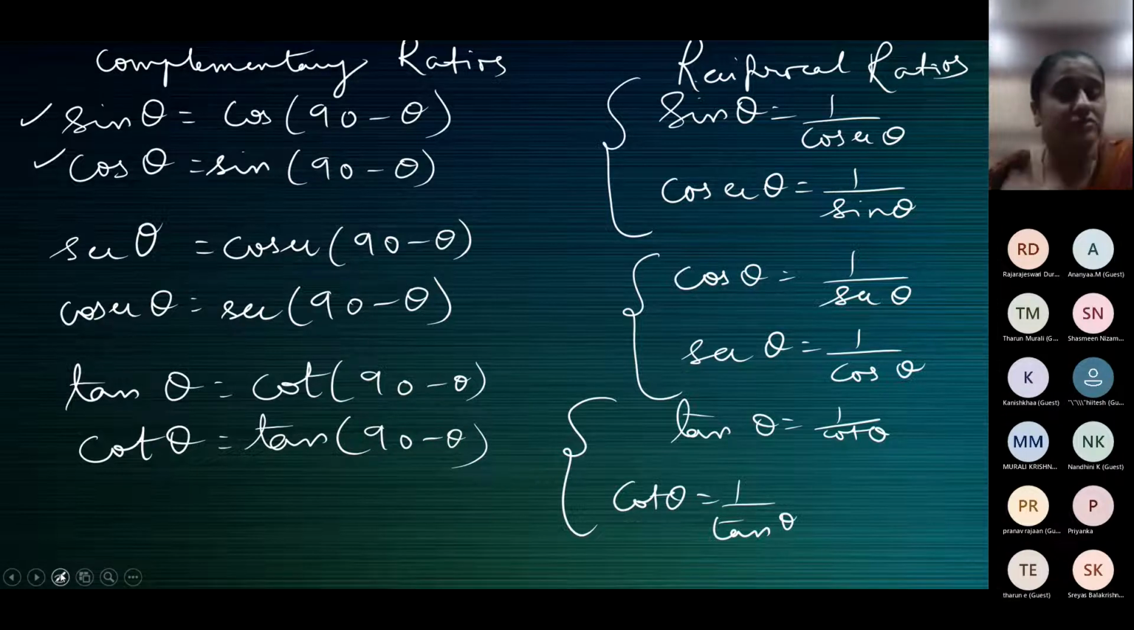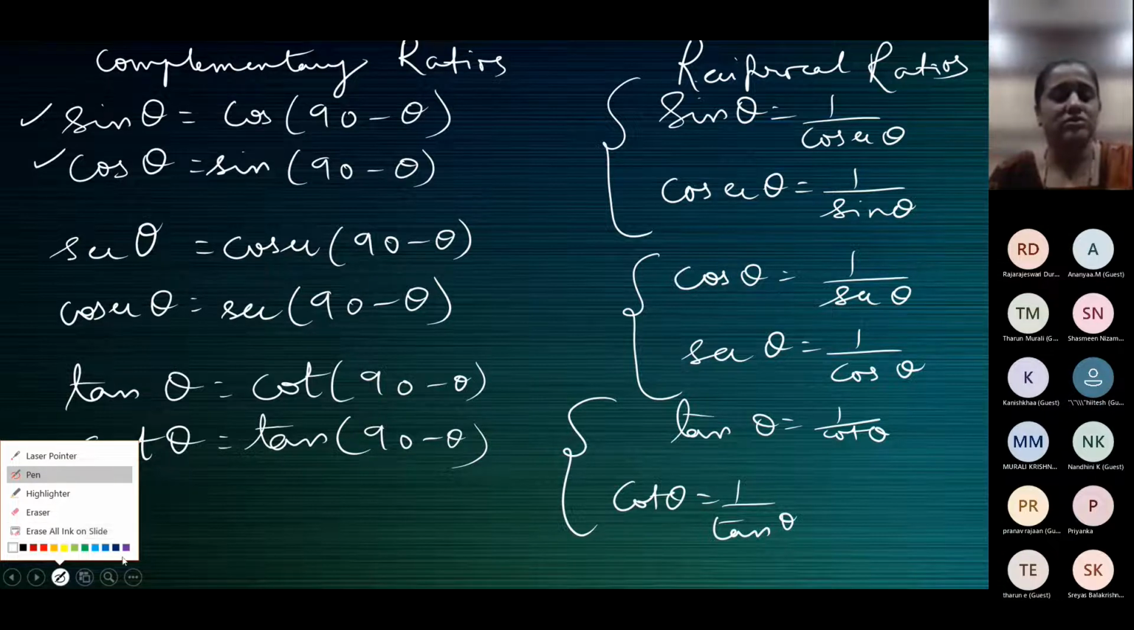What we first saw were the three important trigonometric identities. Sin square theta plus cos square theta is 1. Secant square theta minus tan square theta is 1. Cosecant square theta minus cot square theta is 1. So these are the important trigonometric identities. Here on the slide, you see the reciprocal ratios and the complementary ratios.